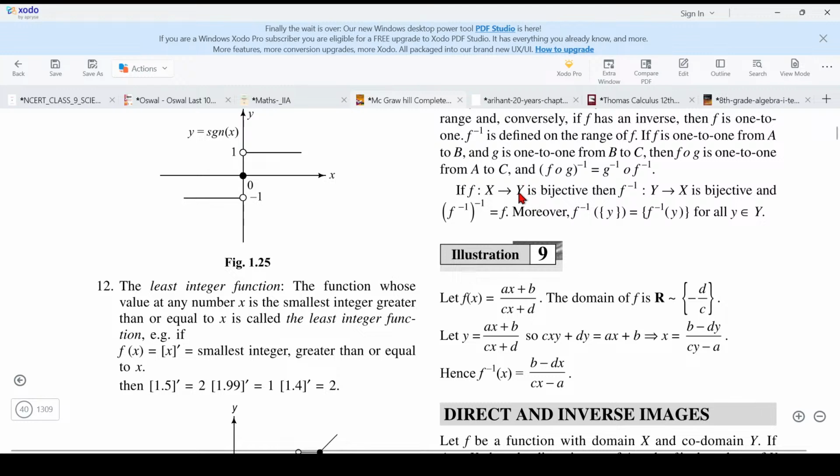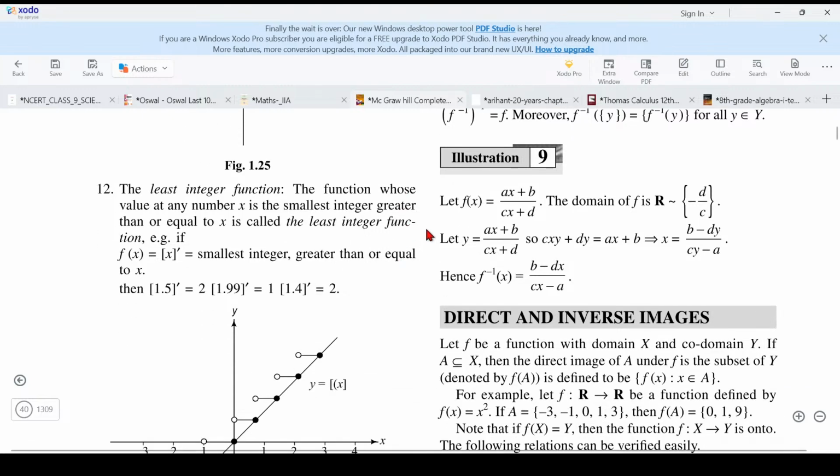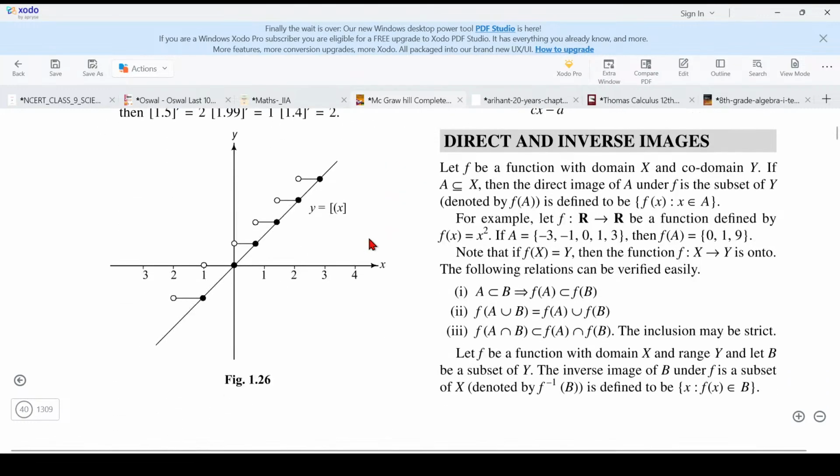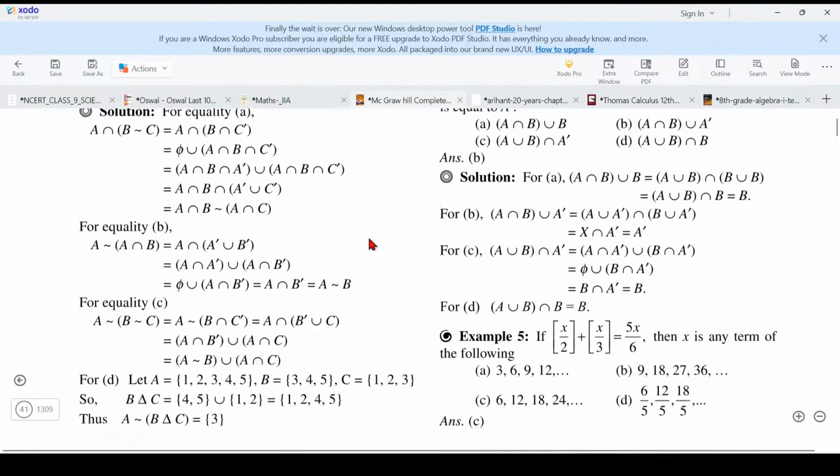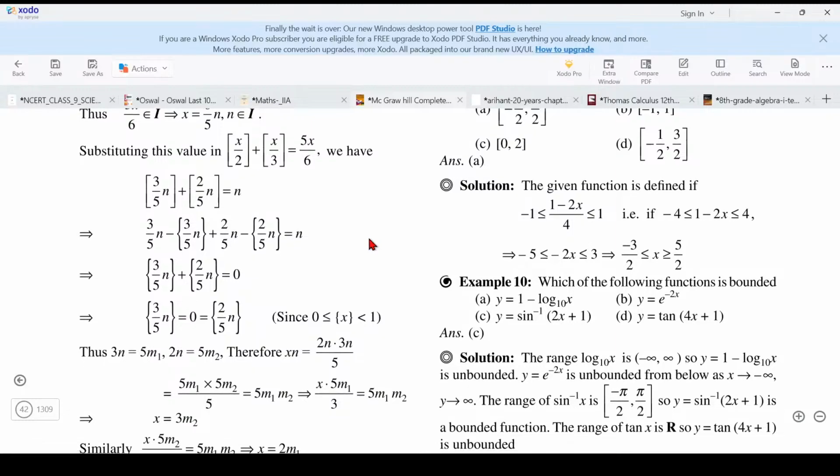Because if all elements in y are also mapped, what does it mean? That means it's an onto function. One to one function, onto function, right? And what is one to one? The elements in x and the elements in y are exactly mapped to each other. Then that is a one to one function: f of x1 equals f of x2 implies x1 should be equal to x2.